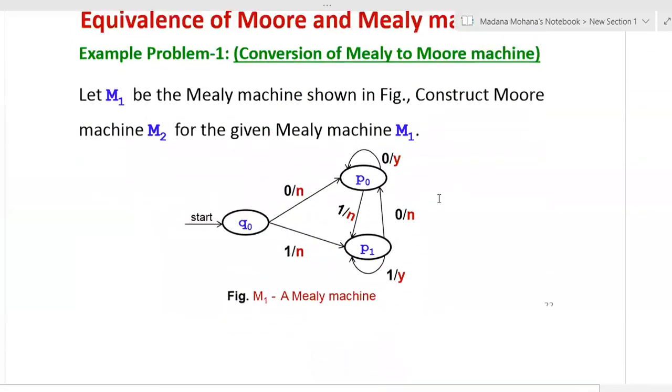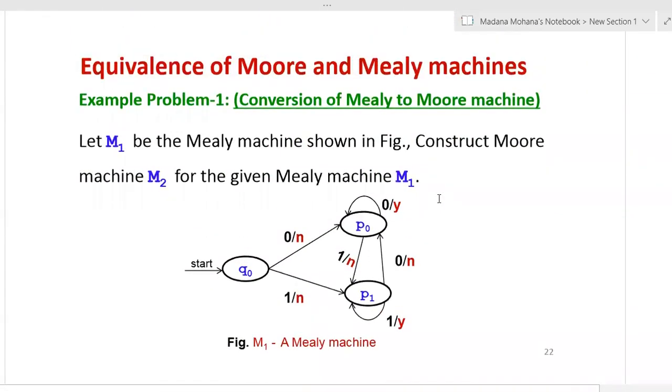Now let us see example problems. So the first conversion here we will see is Mealy to Moore machine. This is somewhat complicated; the other one is very easy. So first we will discuss this one, conversion of Mealy to Moore machine. A Mealy machine is given with a different output combination, and then we have to construct its equivalent Moore machine.